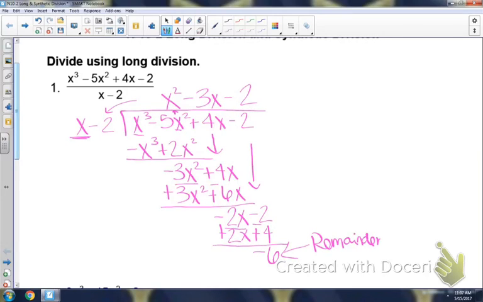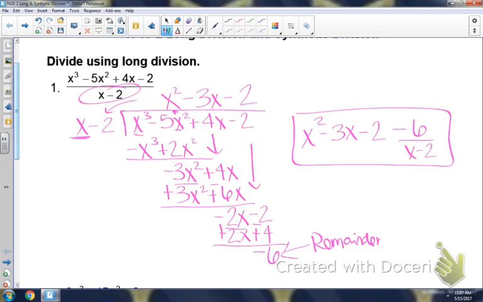Okay, so our answer when we divide it is x squared minus 3x minus 2. We have a remainder of negative 6. Your remainder needs to be out of your original denominator, which is x minus 2. And that would be our answer. So it's just like long division with just numbers and no variables, doing the same exact thing, but here we're adding the variables in it.